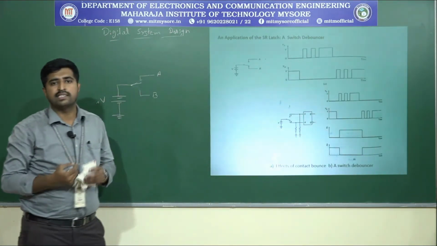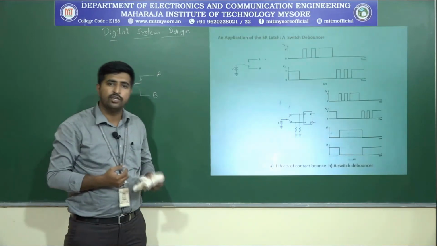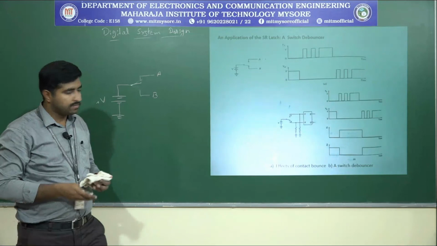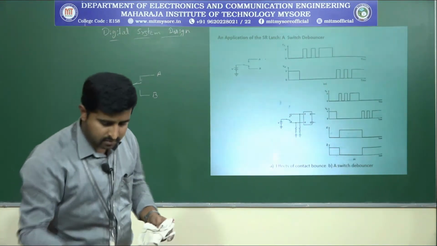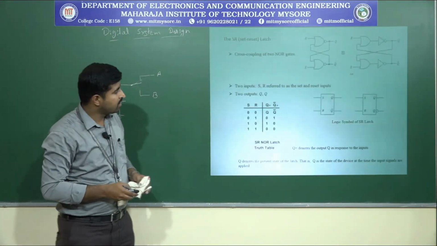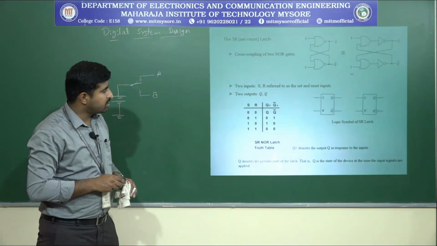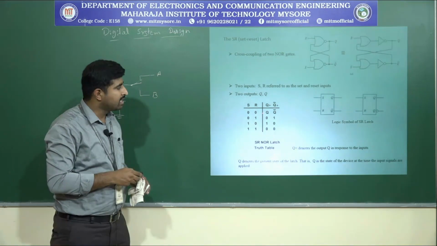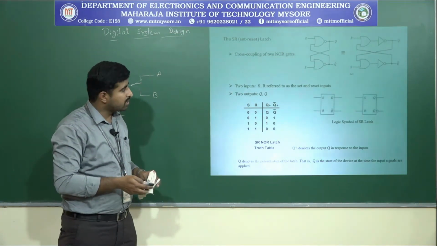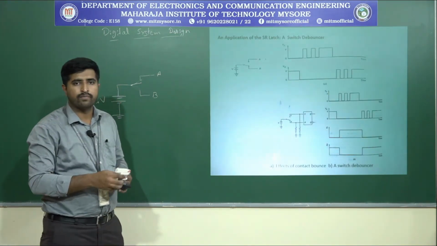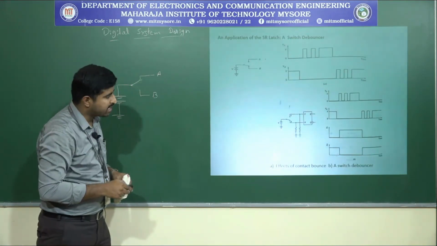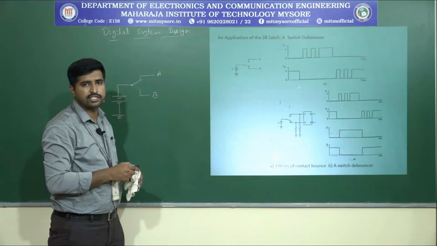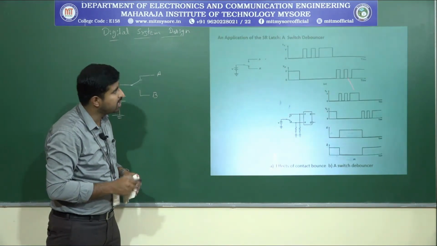We know that in an SR latch, when the inputs S and R are 0, it gives the previous output. So when S is 0 and R is 0, it maintains the previous output as the next output. This is going to be helpful here. The waveform is represented here: this is the waveform corresponding to the switch bouncing action, and this is the output corresponding to the switch debouncer.